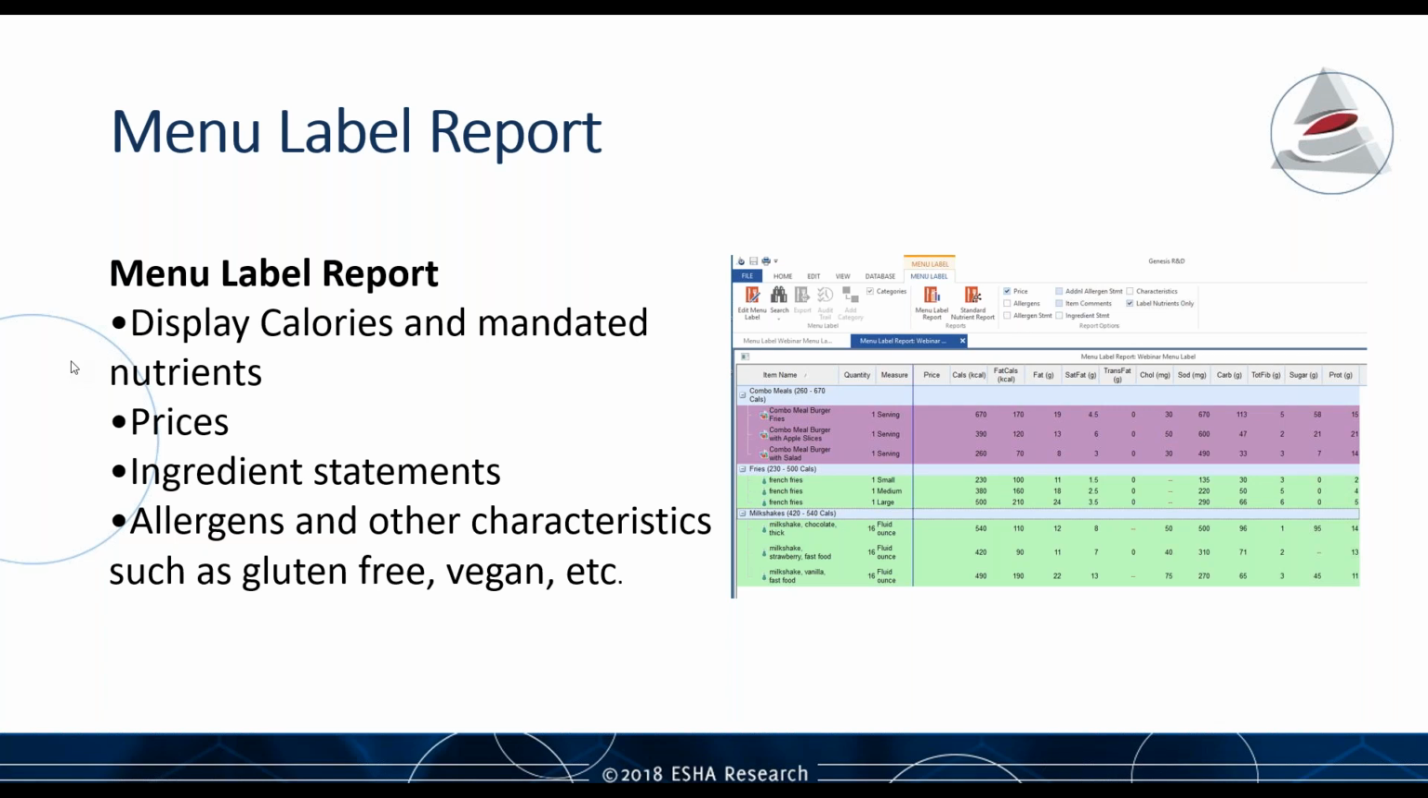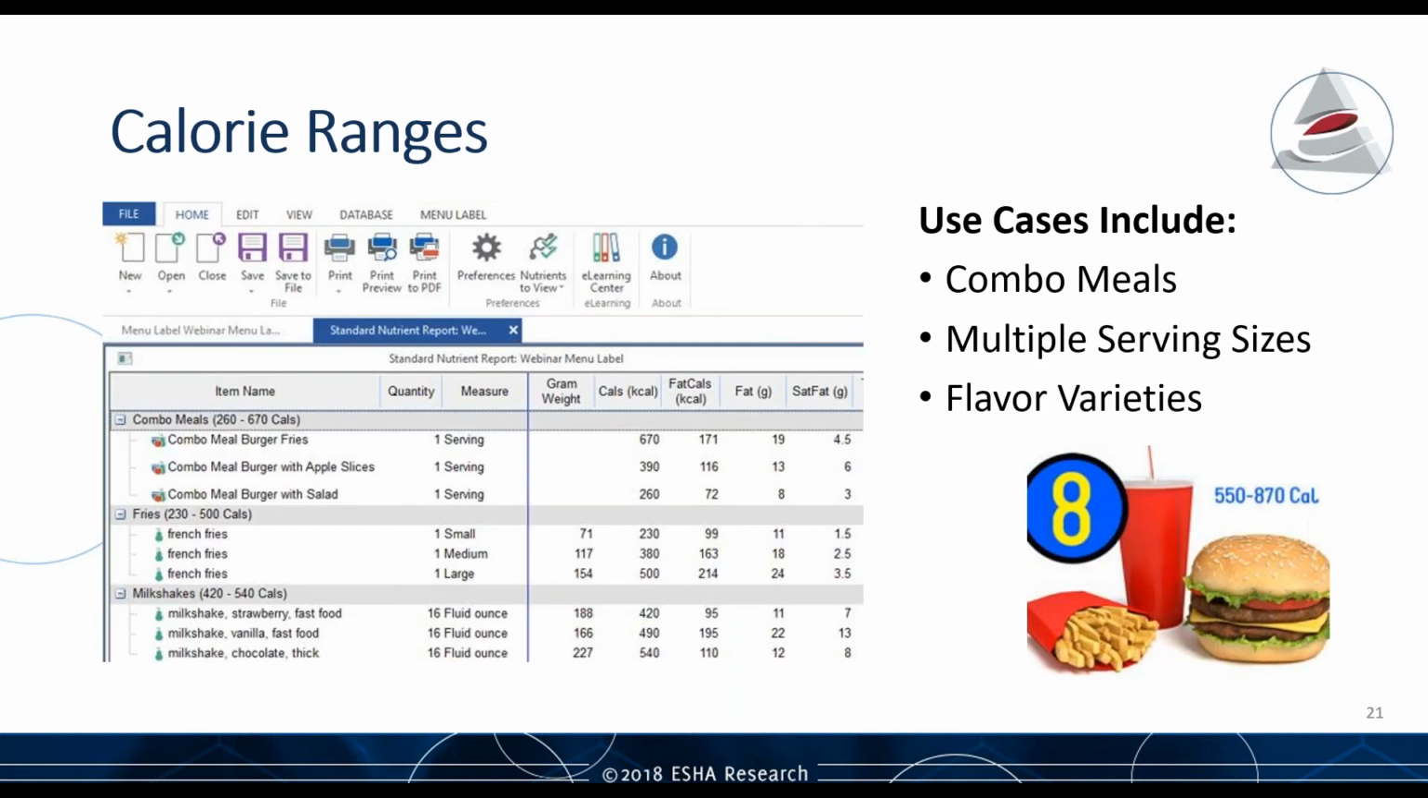The menu label report shows your menu as you have organized it, and starting out displays the required menu label nutrients in rounded amounts. You can choose to display additional or alternate nutrients. This is driven by your set of nutrients to view. In addition to calories and the other required nutrient information, you can list prices, ingredient statements, allergens and characteristics like gluten-free, vegan, and others. And you can also export the menu label report.